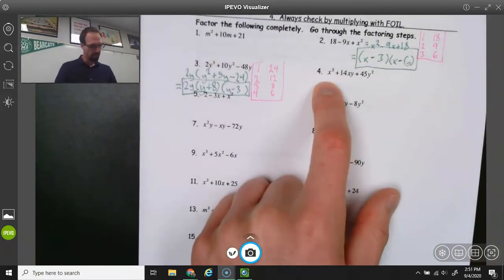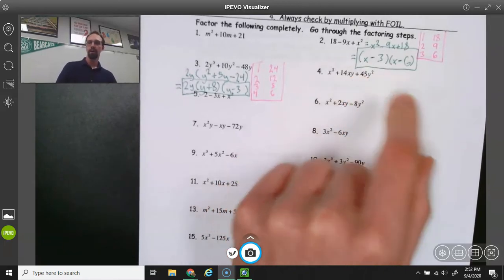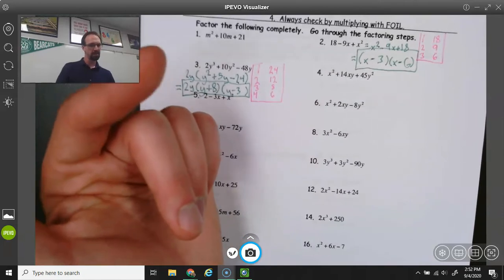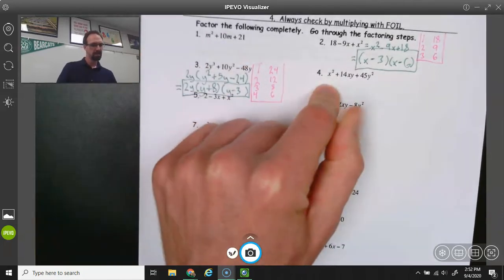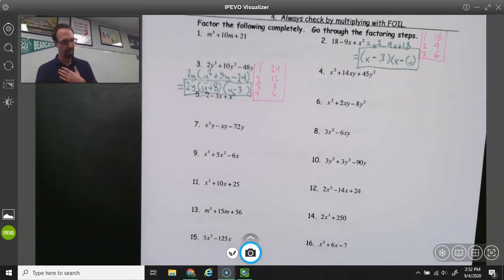The next one I want to go over is number 4. Number 4, I have x squared plus 14xy and plus 45y squared. Now, there's not a GCF that I can pull out of all of these. And, well, y squared is a perfect square. 45 is not. So be careful. 45 is not a perfect square, so don't fall into that trap.